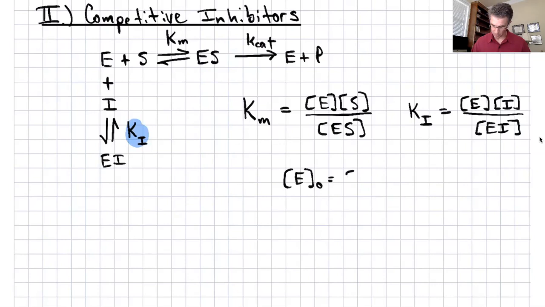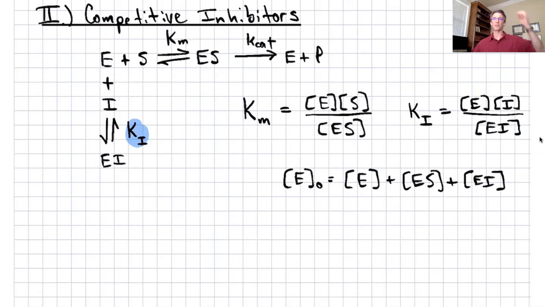Which is just going to be equal to the concentration of free enzyme plus the concentration of the Michaelis complex. And now we've got one more species, the concentration of the enzyme inhibitor complex, right? Okay, now the trick is just to put this all together. That's not so hard. There are multiple different ways you could do it.